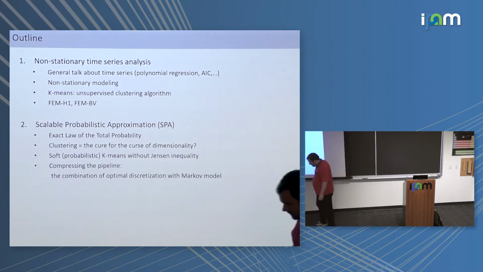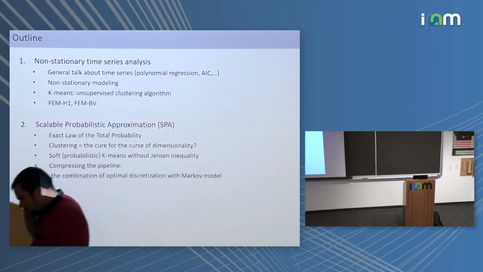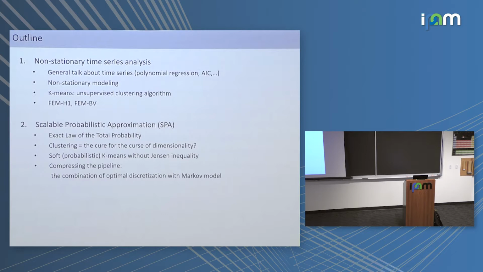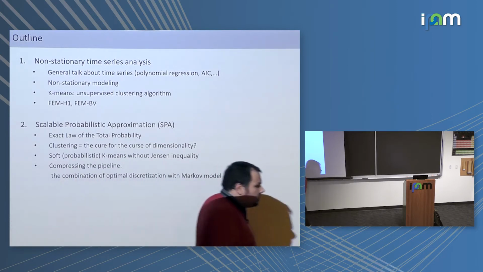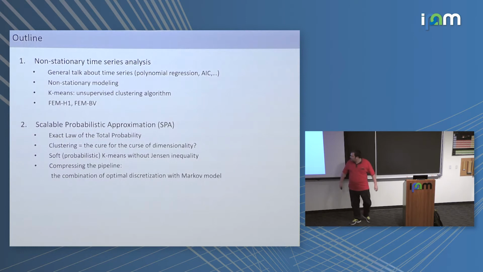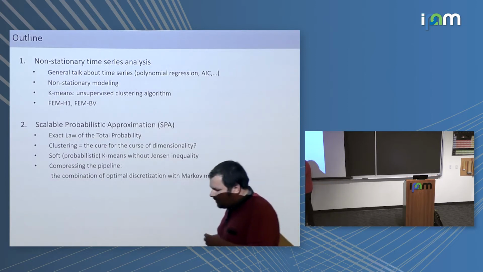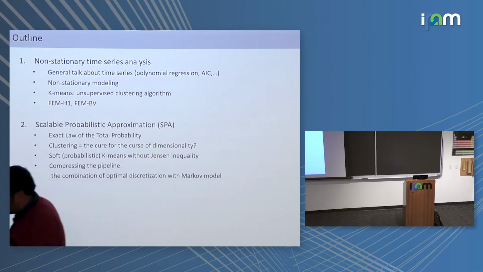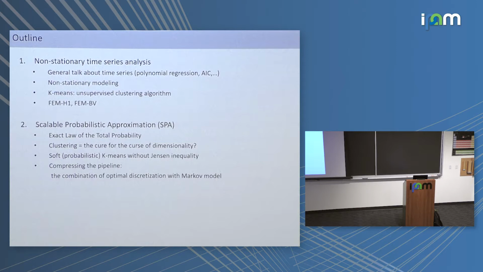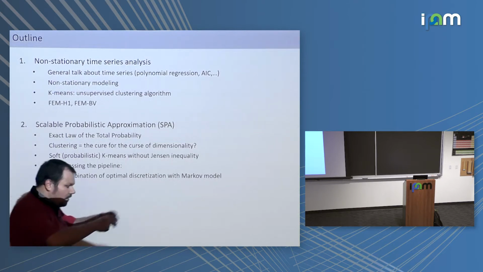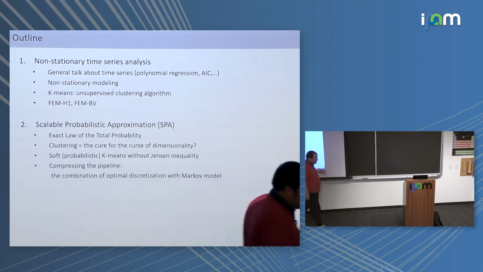The second topic is much more interesting. It's completely new. We finished the paper last year, and we are in the final stage of publishing it, so I hope it will be published very soon. It's about scalable probabilistic approximation. It's a method for reducing the data, and the interesting part is that this method scales linearly with the size of the data.